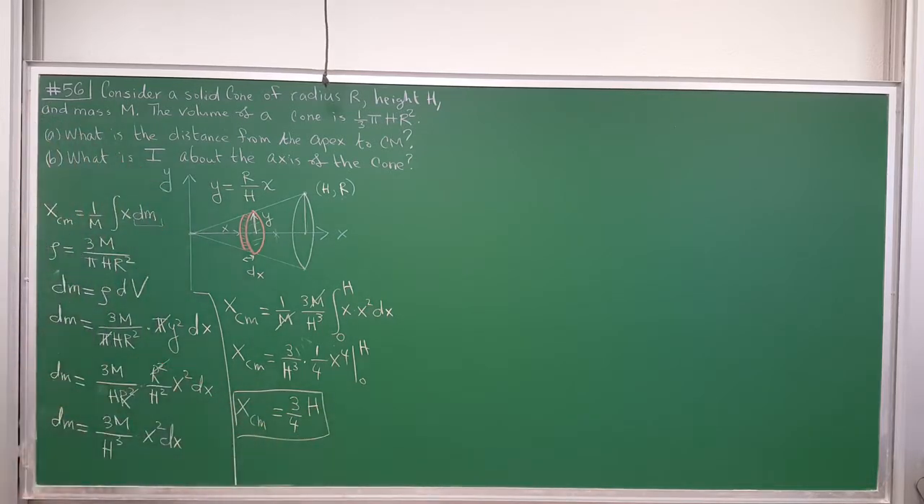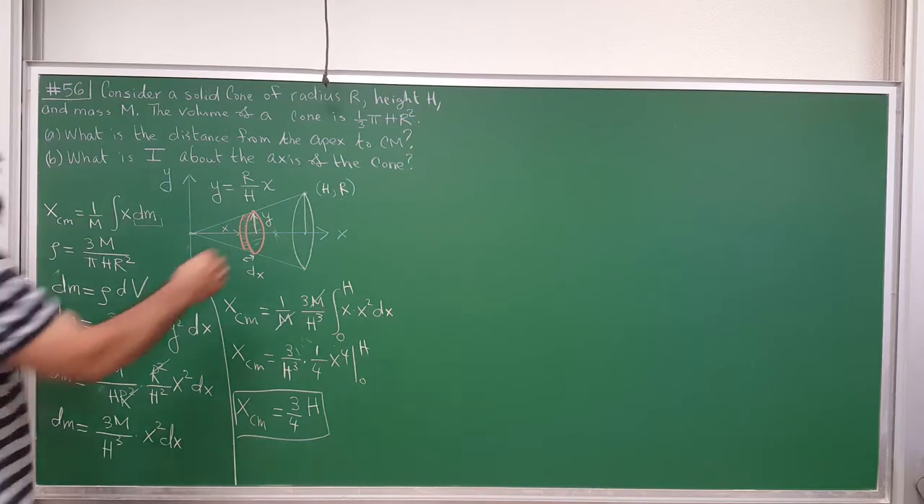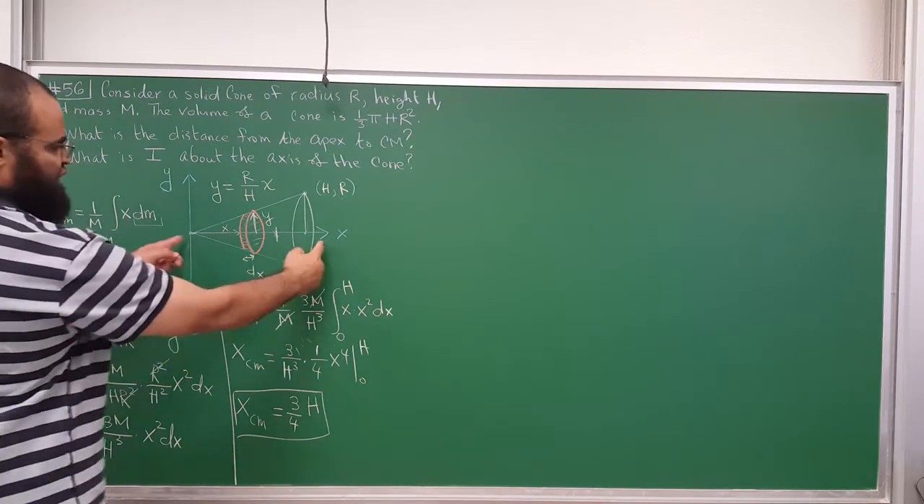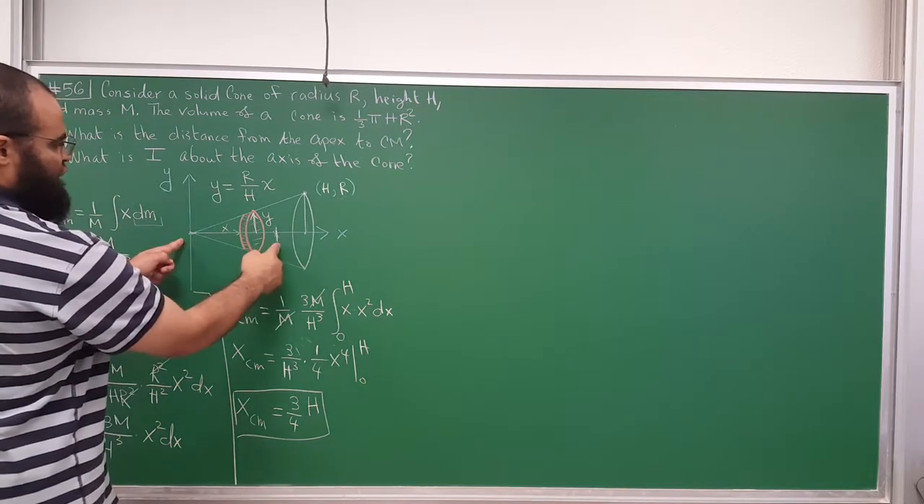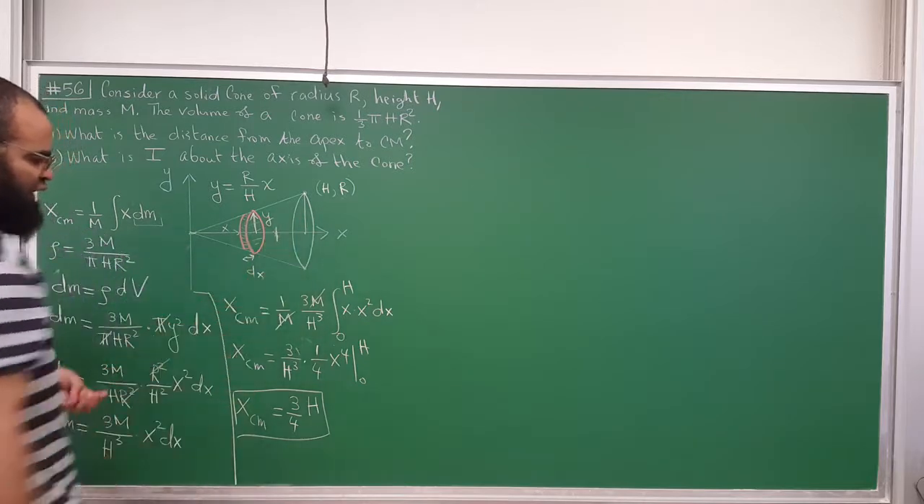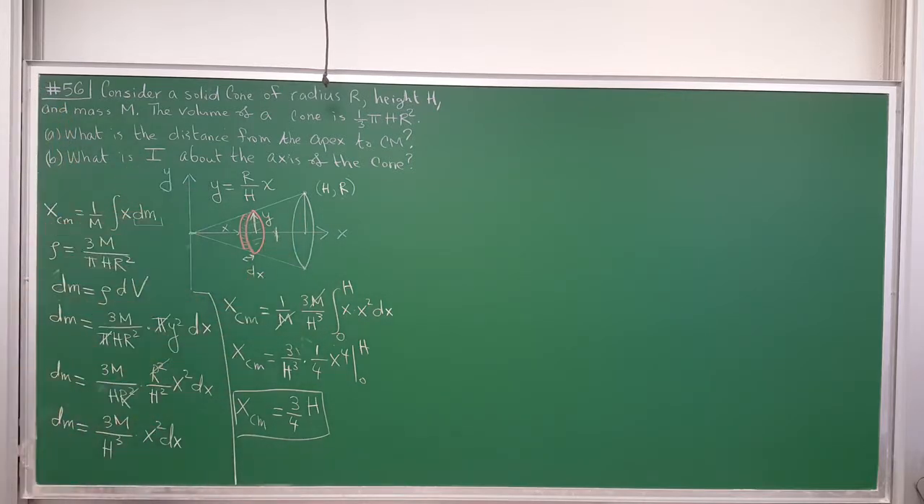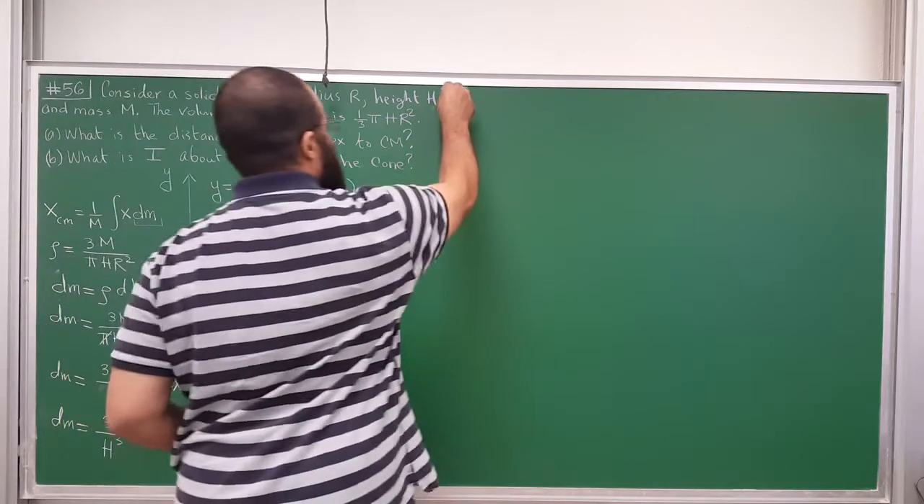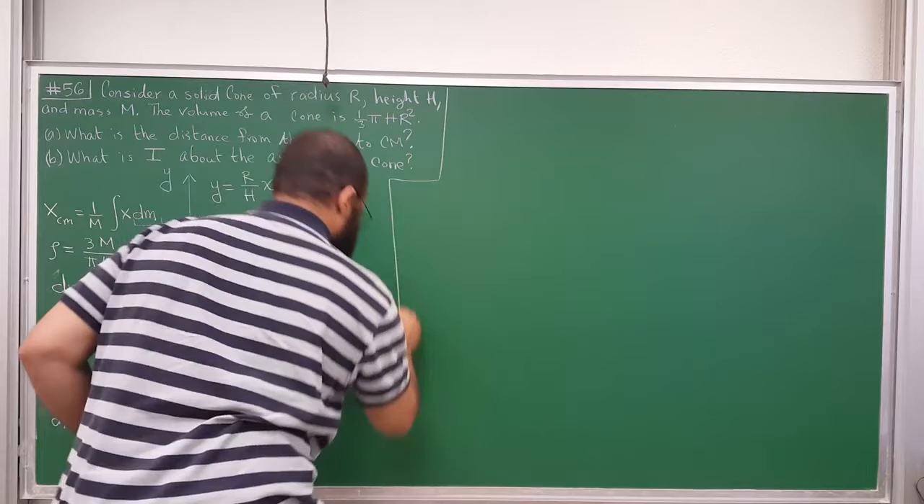So that's the answer. The center of mass is somewhere here, 3/4 of h. This is h, so it's 3/4 of the way, which makes sense. It should be biased toward the heavy side in order to balance there. Sounds good? What's the next step?